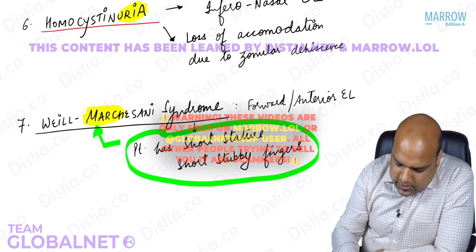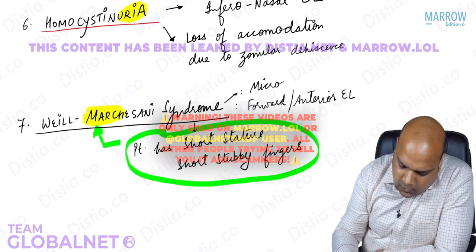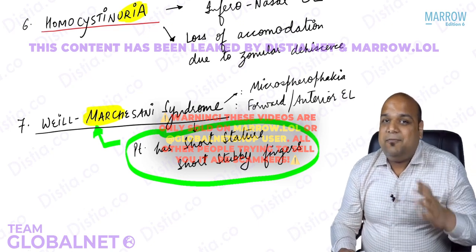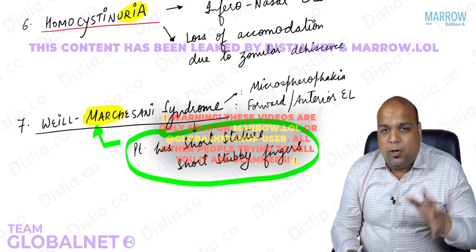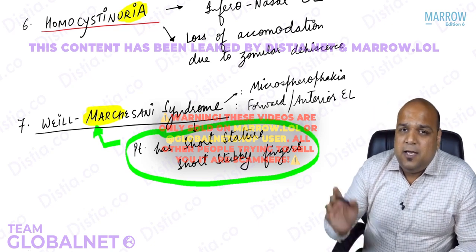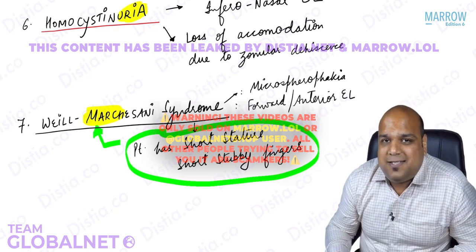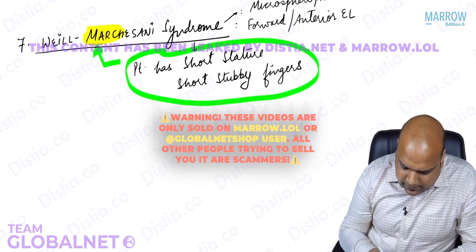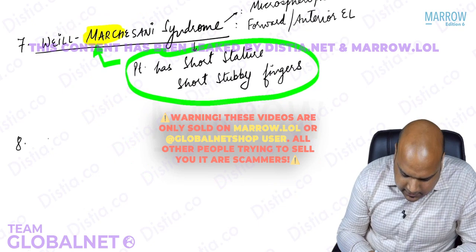Okay. If we are asking about an ocular feature, remember it also causes microspherophakia, which we will discuss in a while here, everybody. Microspherophakia. But please remember, a short stature patient with short stubby fingers, the question is usually about Weil-Marchesani syndrome. Done? Now, let us complete the list of the causes of ectopia lentis, everybody. Number 8. The important cause is hyperlysinemia.